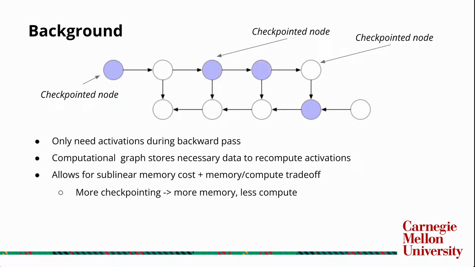memory budget. So this allows for sublinear memory costs, linear in the size of the computational graph, and allows us to trade off memory and compute.